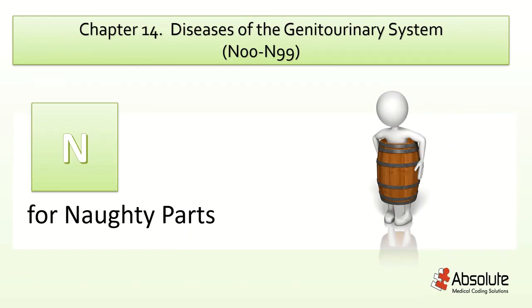Chapter 14, category letter N. This houses all of the diseases of the urinary system, the genitourinary system. So any disease of the genitourinary system can be found within code series N00 through N99. So you might say, what does N have to do with the genitourinary system? Well, when you think of N, think of naughty parts. Yes, so N houses all of the codes for naughty parts. I'm not going to go through that right now. You just have to look it up. All right, next chapter.